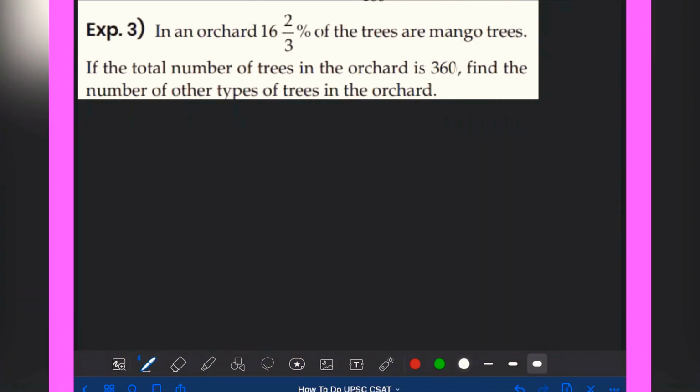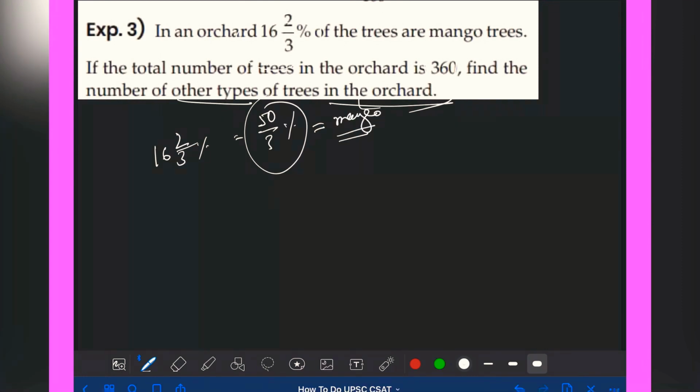So in an orchard, 16 2/3 percent of the trees are mango. If the total number of trees in the orchard is 360, find the number of other types of trees in the orchard. Again, a very simple question. We will first convert this, right? 16 3s are 48, 48 plus 2 is 50. So 50 by 3 percent of the trees are mango. If the total number of trees in the orchard is 360, then out of 360, 50 by 3 of them are mangoes.